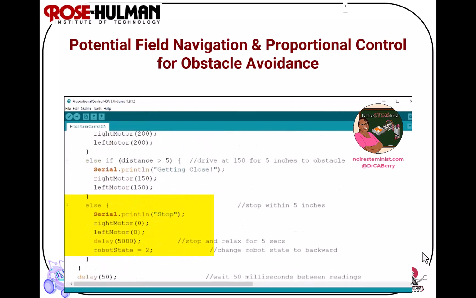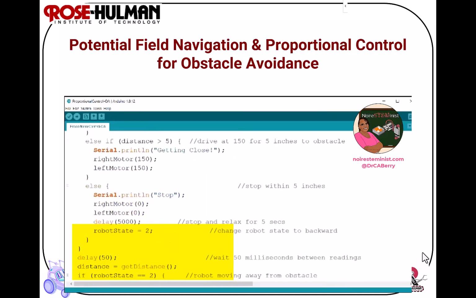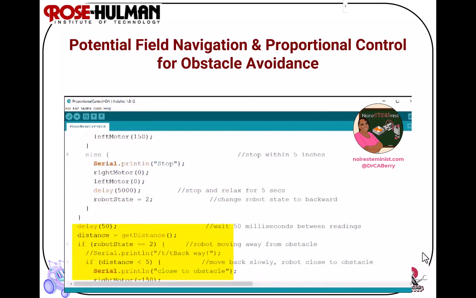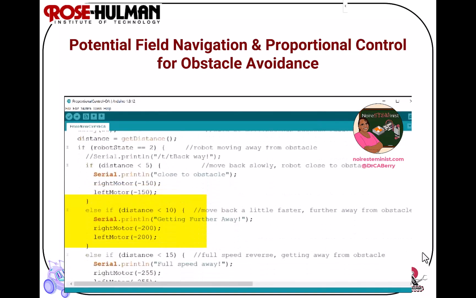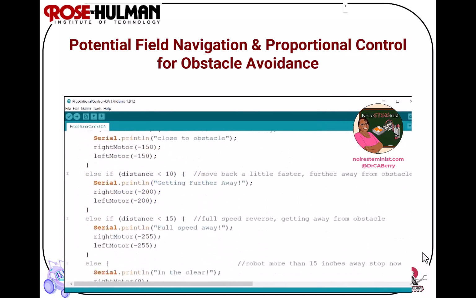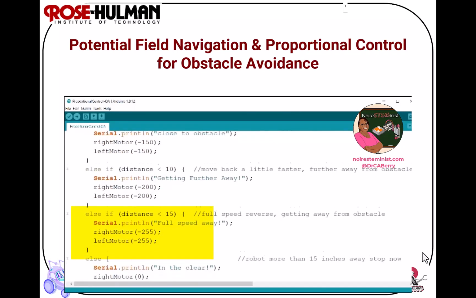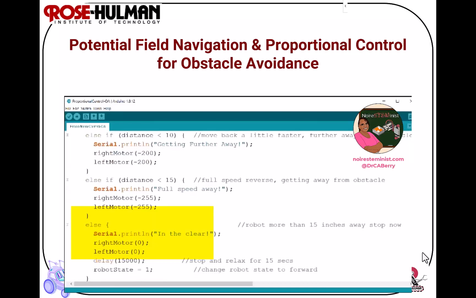Then we set the robot state to 2 to move away. We wait to read the sensor again. And in move away state, if the distance is less than 5 inches, we will move backwards because we're close to the obstacle, then a little faster as we're getting further away, and then when it's more than 15 inches, it's full speed away. After that, the robot is stopped because it's clear of the obstacle.